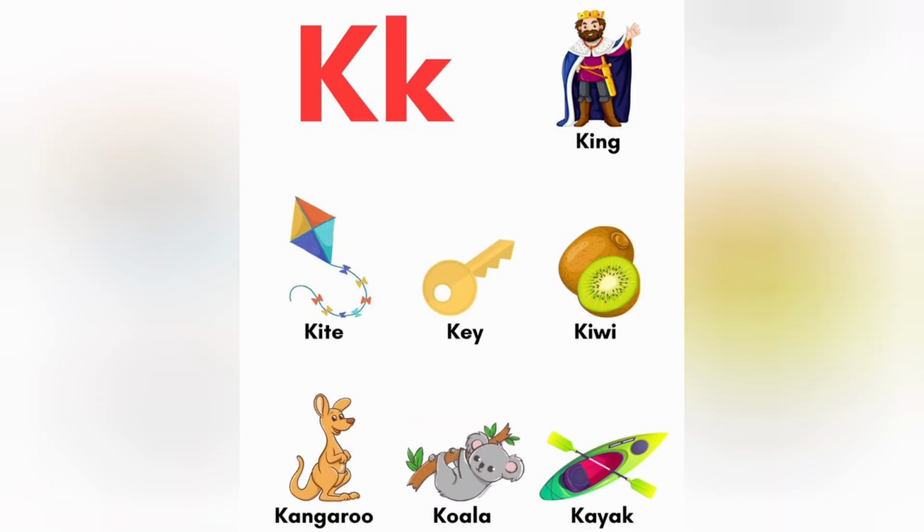This is letter K. K sound K and K for king. K for kite. K for key. K for kiwi. K for kangaroo. K for koala. K for kite.